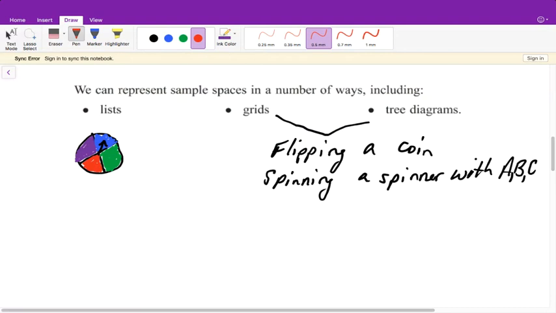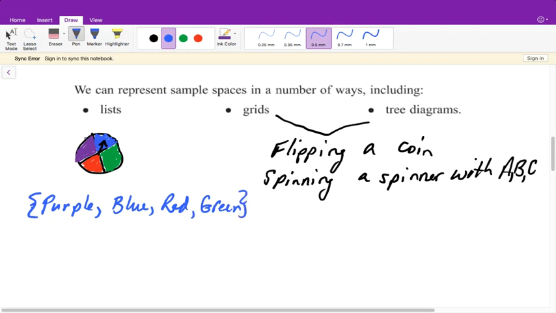The first way is just a list. And really, a list only works best when you only have one event happening. So in this case, we're just spinning a spinner that has 4 different colors. There's no other event that's taking place that's different than the spinner. So in this case, we will just list it out. So we just list all the possible options. We can have purple, we can have blue, we can have red, and we can have green. Those are all the options that we can have in this spinner.